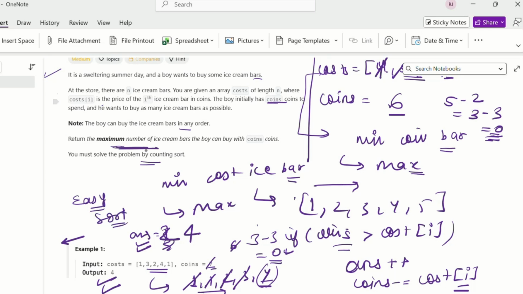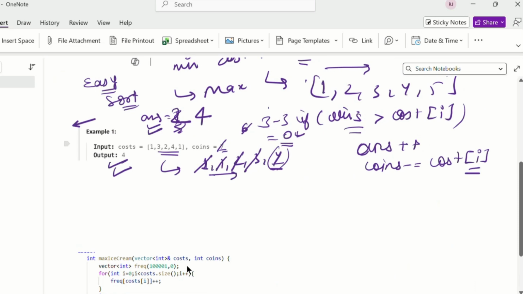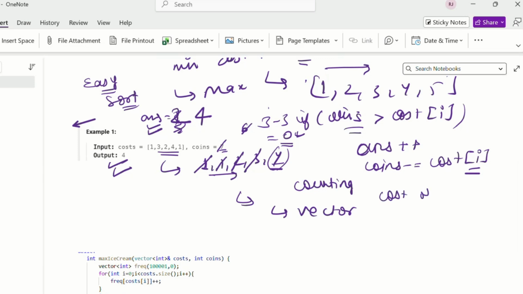But in our question, it is given that you must solve the problem by counting sort. So who doesn't know about counting sort? You can understand what we are doing in counting sort. Counting sort means we will declare one vector, and in that vector we will store the frequency of all the costs of the ice cream. In this case, suppose it is ice cream, so we will store the cost of ice cream.